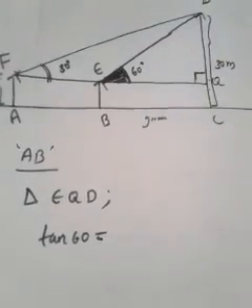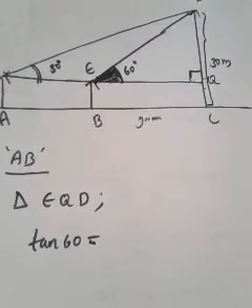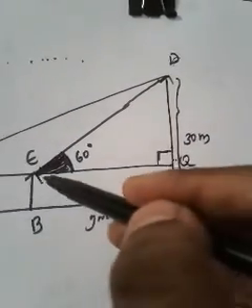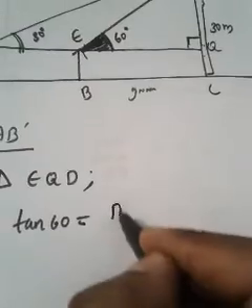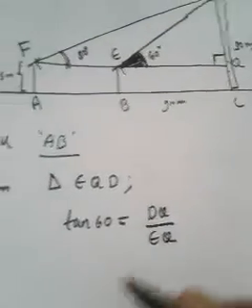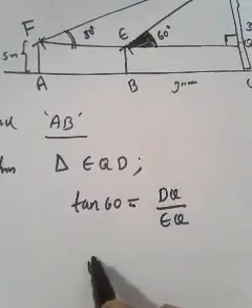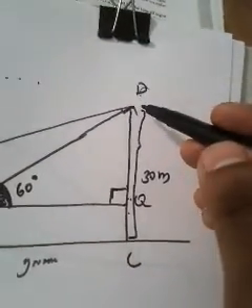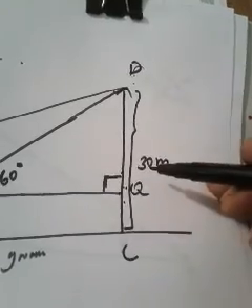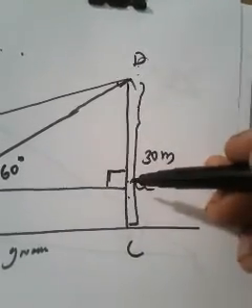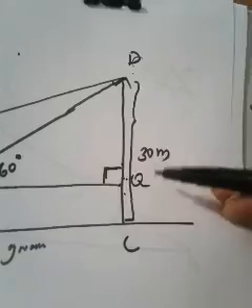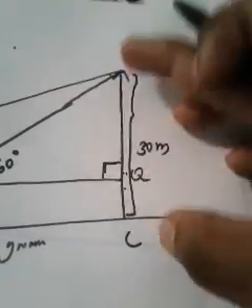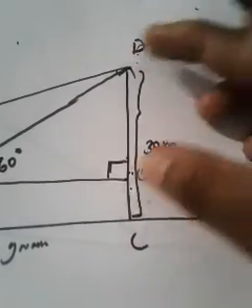What is tan 60? And obviously tan 60 will be opposite by adjacent. According to 60, opposite is DQ and adjacent is EQ. So DQ by EQ. And what is the value of tan 60? That is √3. And what is DQ? Here DC is 30 meter, not DQ. I repeat, here D to C, DC is representing the building. The height of the building is given as 30 meter, not DQ.